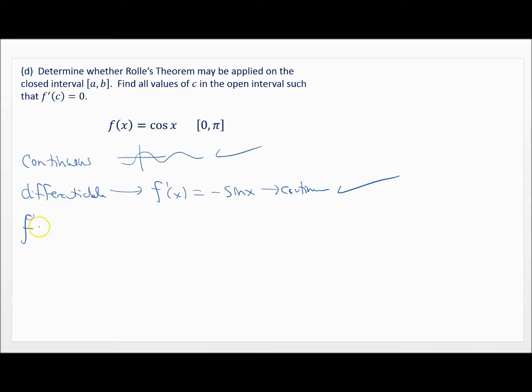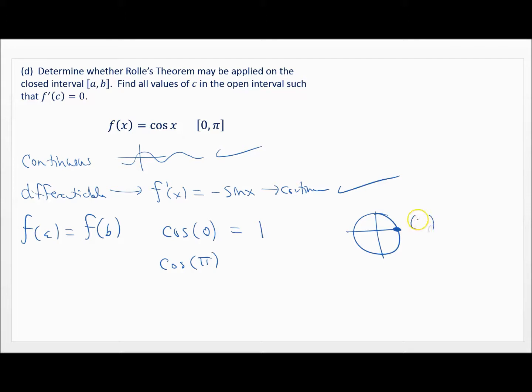Then don't forget to check, is f of a equal to f of b? So our interval is 0 to pi. So I'm finding cosine of 0 and cosine of pi. Cosine of 0, y'all, is 1, right? Unit circle, angle 0 is right here. Cosine is the x value, that's 1. Cosine of pi, what's the x value over there? Negative 1. So f of a is not equal to f of b. Therefore, we cannot use Rolle's theorem.